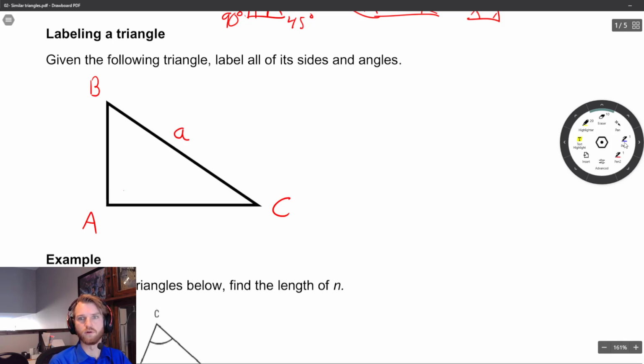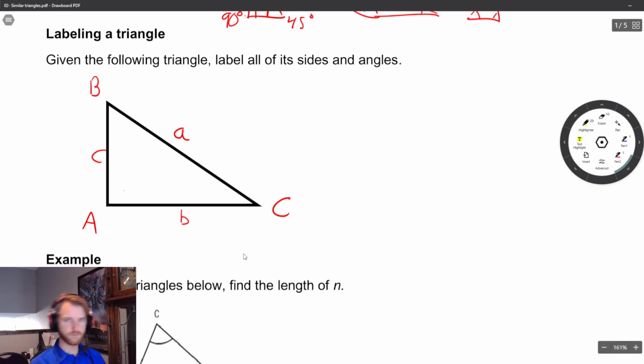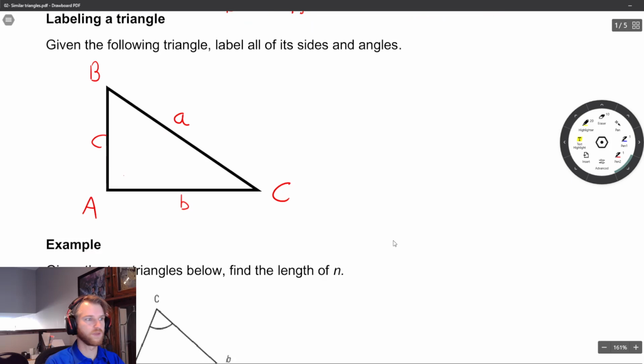For angle C, its matching side is the one that's right across from it, and we do a lowercase c for that one. Keep it in red here for consistency. And then this angle B, right across from that one is side B, which we do lowercase b. So this is the standard way that people label triangles, with angles having capital letters, and the sides are lowercase letters that match the one across from them.